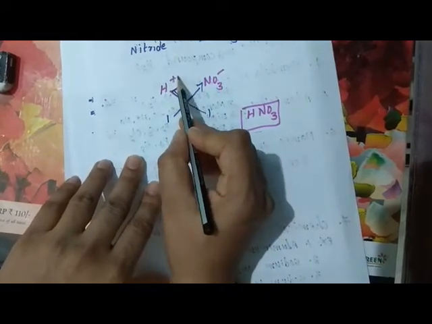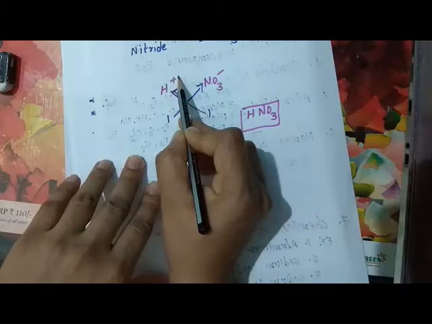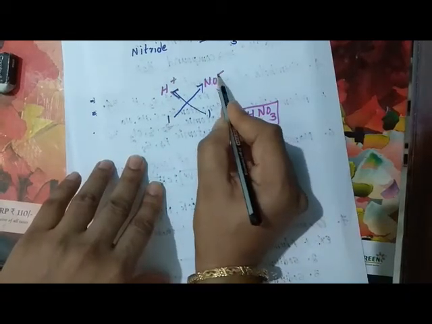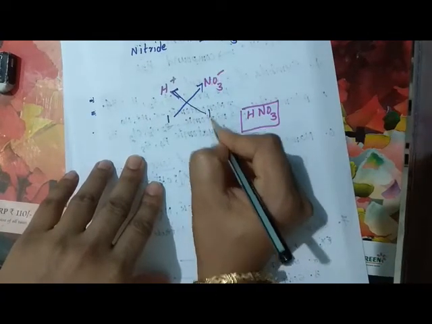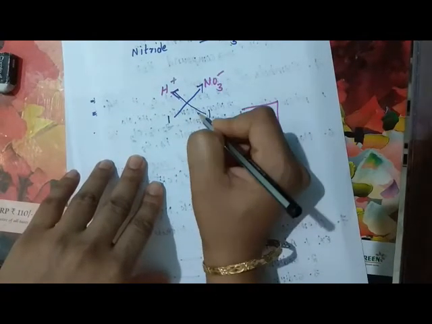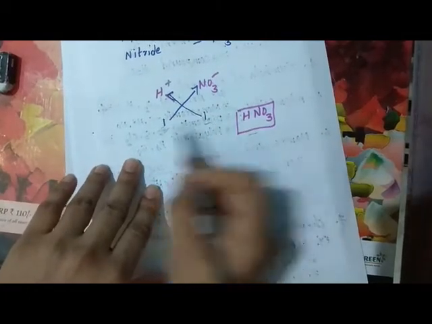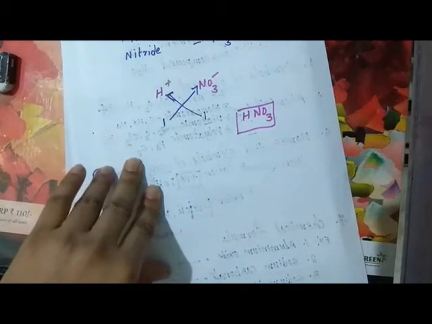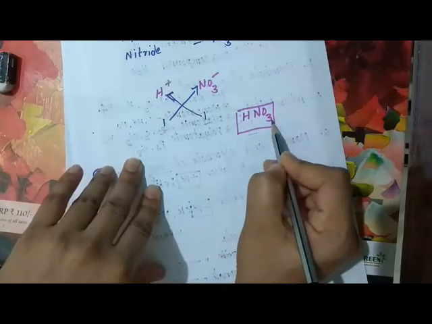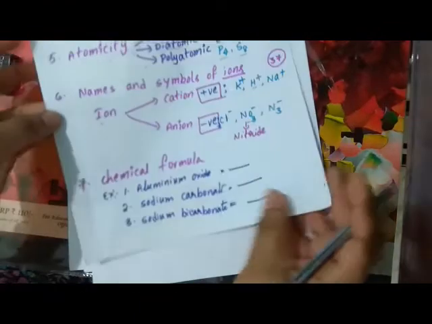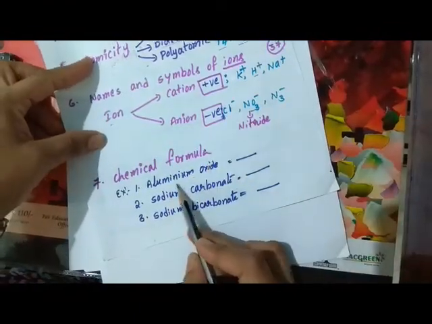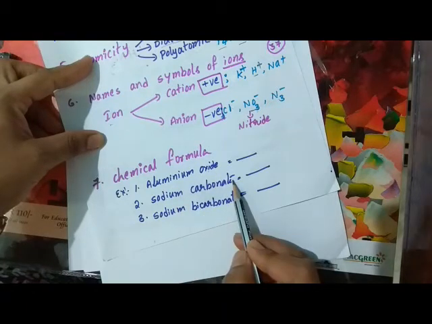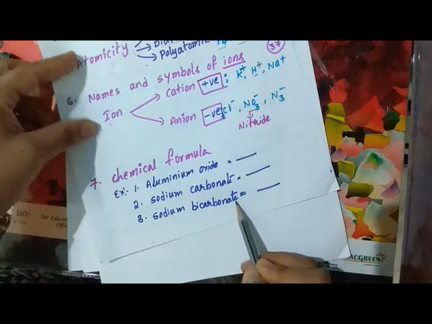The charge on H plus is only one, so I have written 1 below. NO3 minus also has a charge of only 1. Crisscross it, then 1 we need not write, H1 NO3 1 is not necessary. So we simply write the formula as HNO3. In the same way you can practice these also. Definitely you can do it: aluminum oxide, sodium carbonate, sodium bicarbonate.